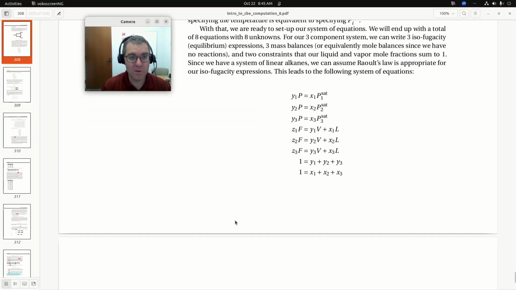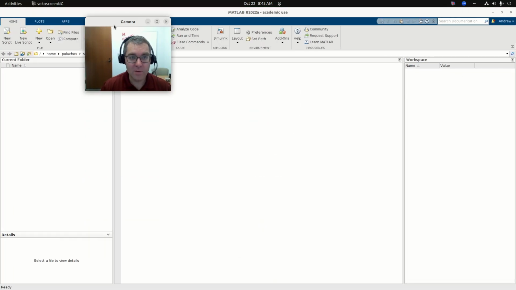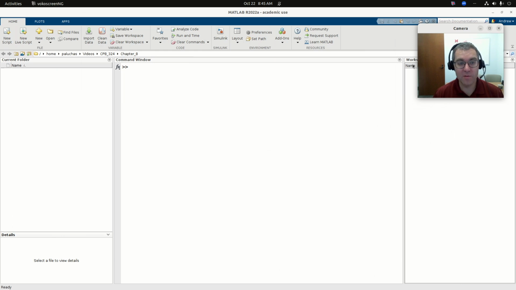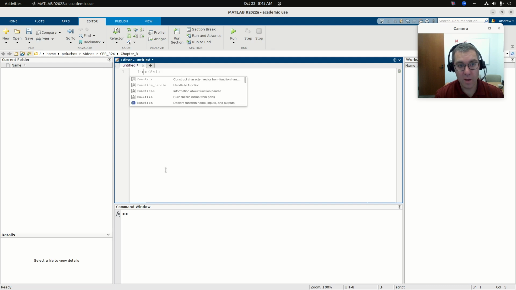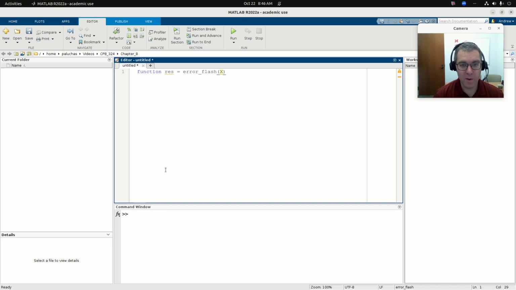All right, so let me jump over to MATLAB. If I'm trying to solve this with fsolve, I have a system of equations, and I'm going to solve it with MATLAB. I'm going to start by creating a new script, and then I'm just going to jump right in, and I know I need to create an error function. So it's going to be function res is equal to, I'll call this err_flash, all right, since it's a flash drum, and it's going to have an input, and I'm just going to use capital X.